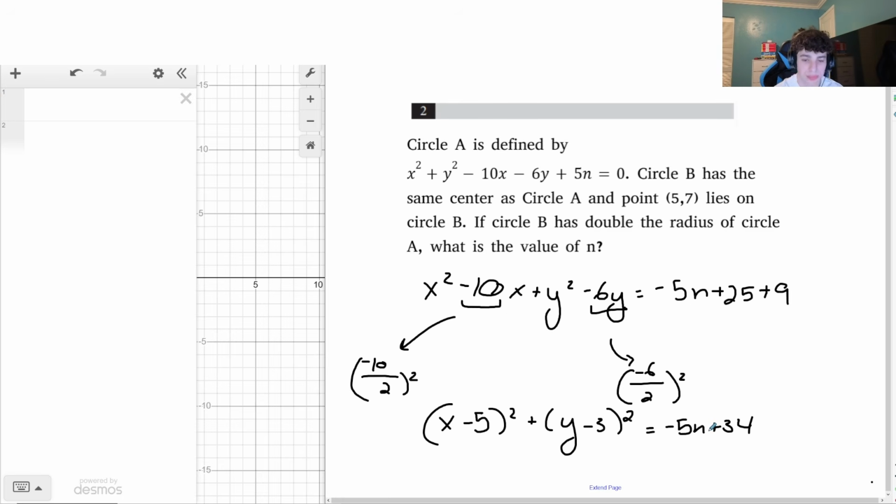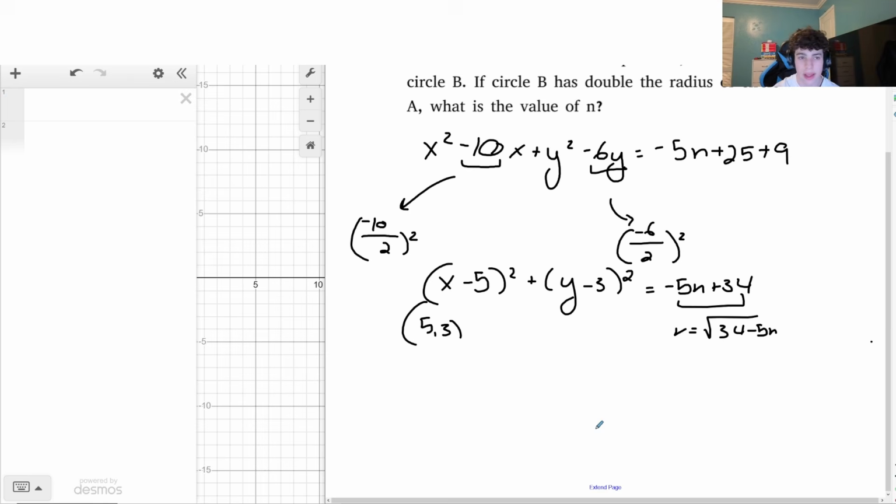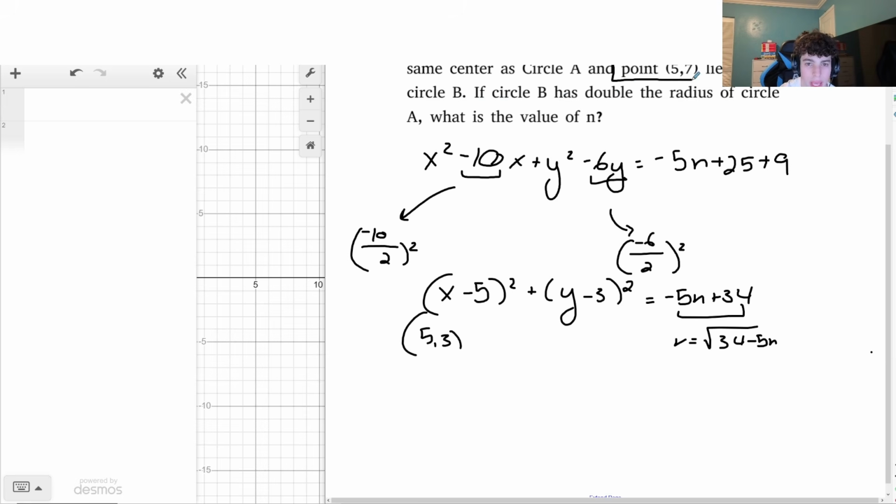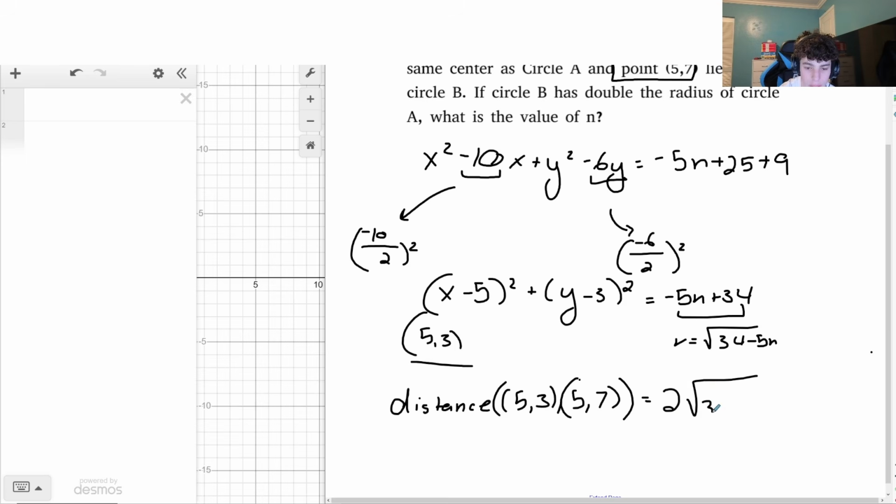Okay, and so now we know that the center here is 5 comma 3, and we also know that this is x minus h squared plus y minus k squared equals r squared. So my r squared is this, so r equals the square root of 34 minus 5n, right? We would just square root both sides. This is going to help us because now I can say that circle B has this point on it, and we're trying to find where the radius of circle B is double. Well, I know that the radius is just the distance from the center to any point on the circle. So the distance from 5 comma 3 to 5 comma 7 is going to be the radius of B, and that's going to be double the radius of A, so double the square root of 34 minus 5n.